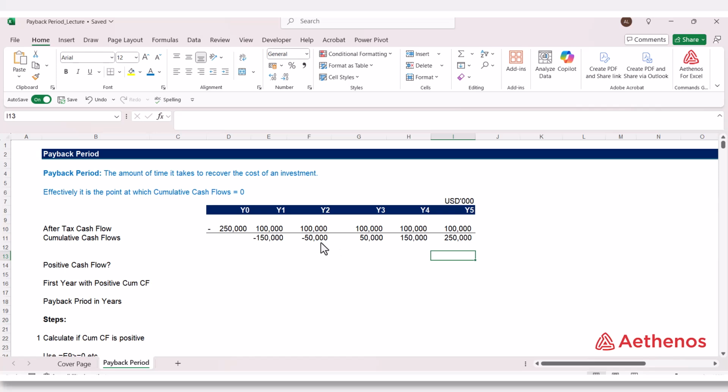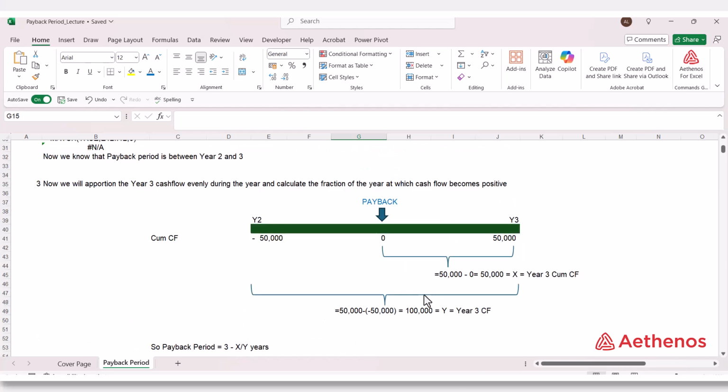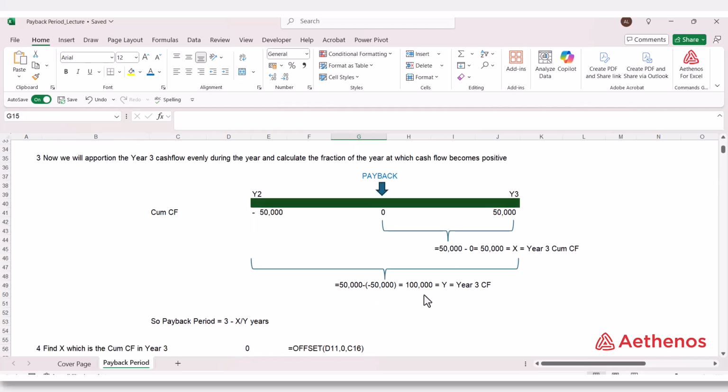So I see now between year 2, where it was a negative value, and year 3, where it has become a positive value, I should get the break-even point. So somewhere between year 2 and year 3 is our payback period. So it's greater than 2 years but less than 3 years. So I can calculate this manually by doing it this way.